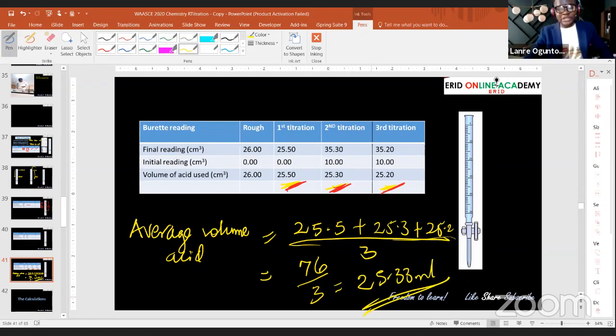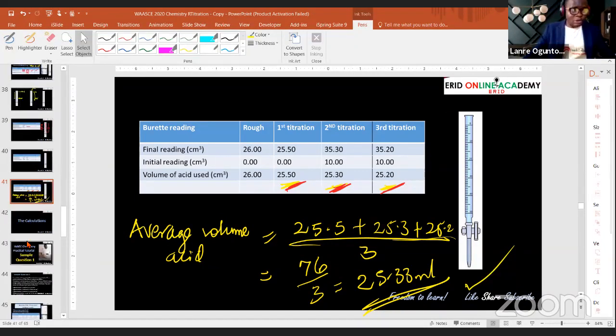This will be the volume of acid used. That's the first thing that they will mark. That's the volume of acid used. So that's basically how to work from titration to calculation, and this should not take you more than 15 minutes to do. Please, you need to also work with time.